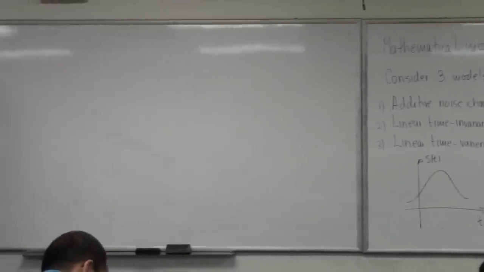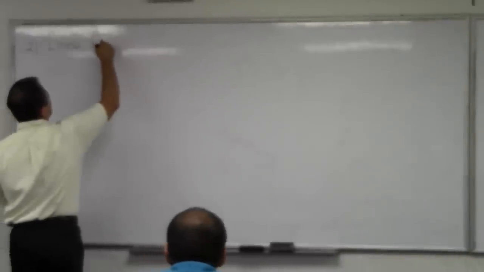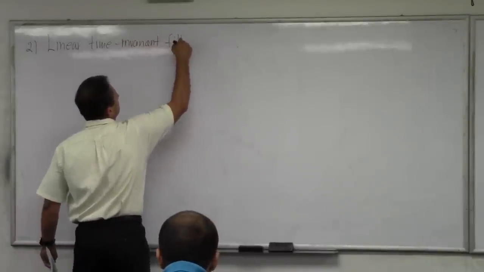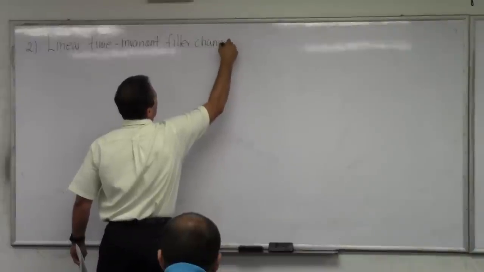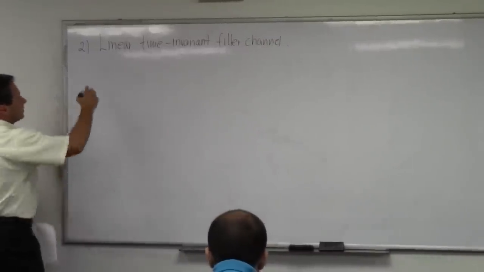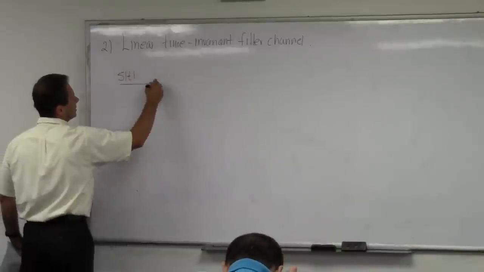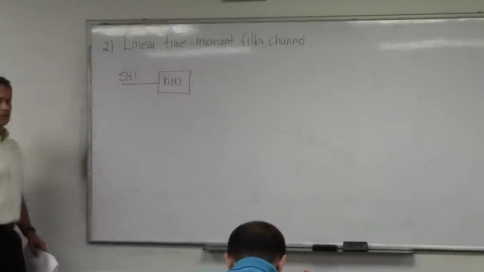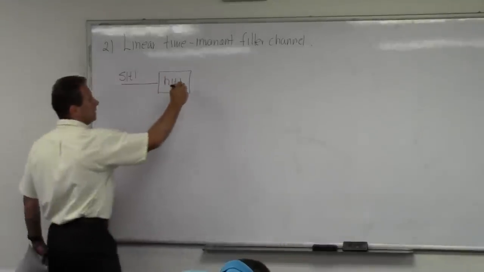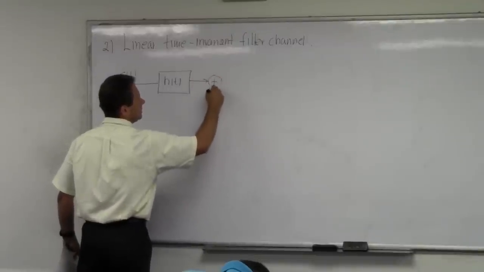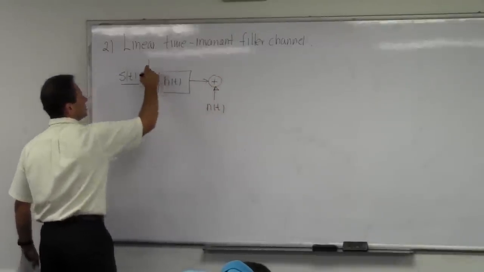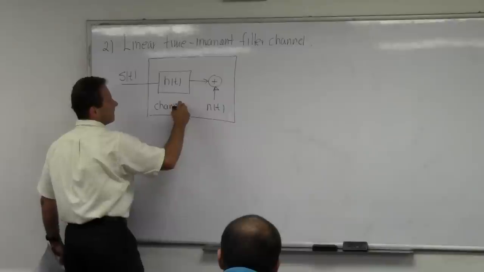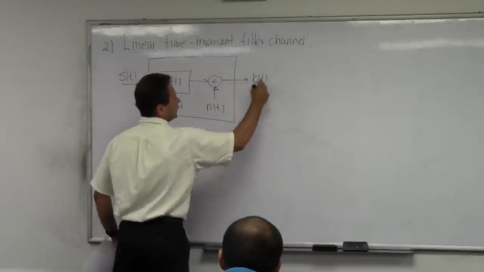So this is the linear time invariant filter channel. The block diagram for this channel looks like this. You have, again, your input signal here, but then the channel acts as a filter that I'm going to specify through its impulse response here. And also, the signal is corrupted with noise. So now, these two together make a channel. And this is your output signal.